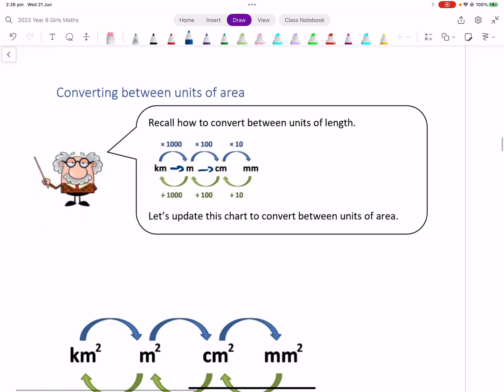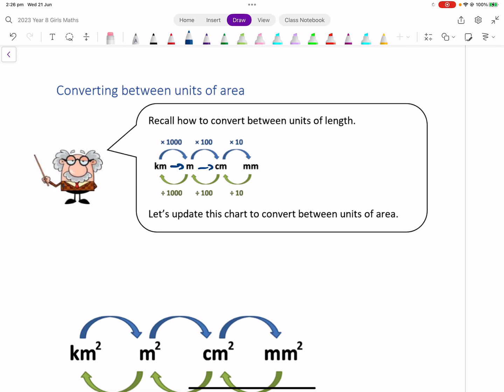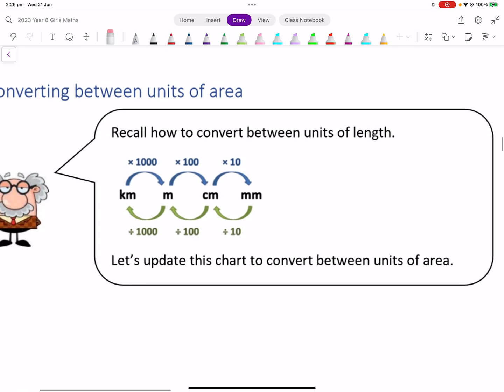So let's get into it. You'll be familiar with this diagram that we used for converting between units of length. So when we go from kilometres to metres, we multiply by 1,000. When we're going from metres to kilometres, we divide by 1,000. When we're going from metres to centimetres, we multiply by 100. When we're going from centimetres to metres, we divide by 100.